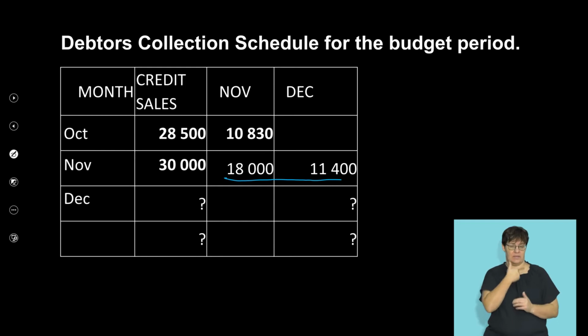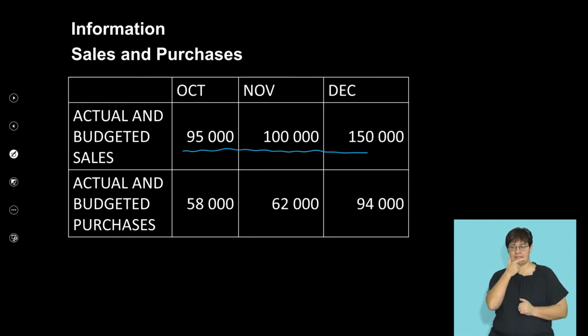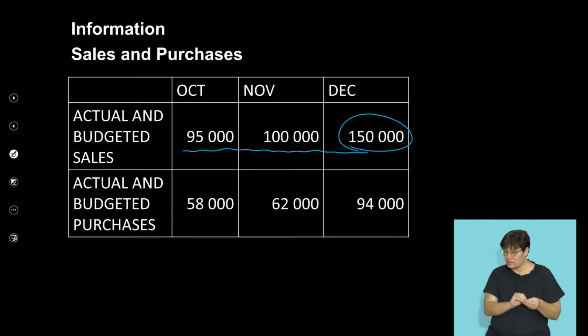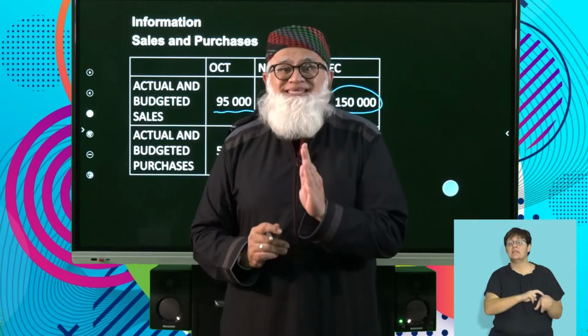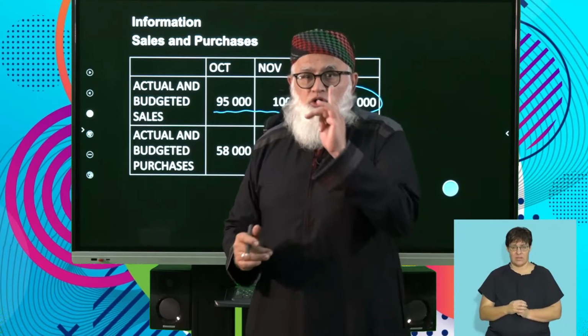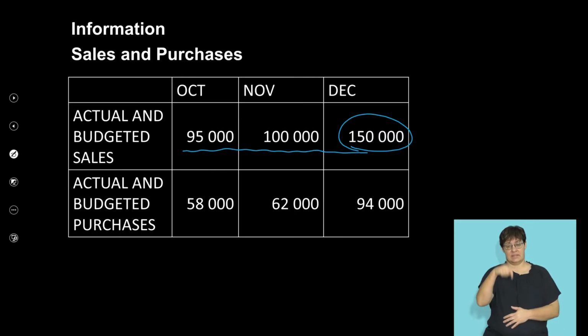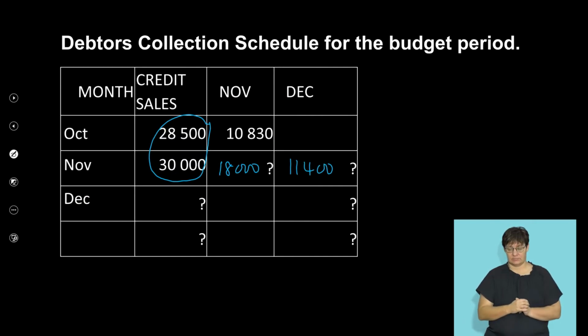Now when it comes to December, your credit sales figure is not given to you. However, what do you have? Let's look at it. Here's my December, here's my total sales figure, right? What did we say? Most important, when you're looking at the debtors collection schedule, you need your credit sales, right? So, firstly, take your 150,000 times 30%. Let's do that.